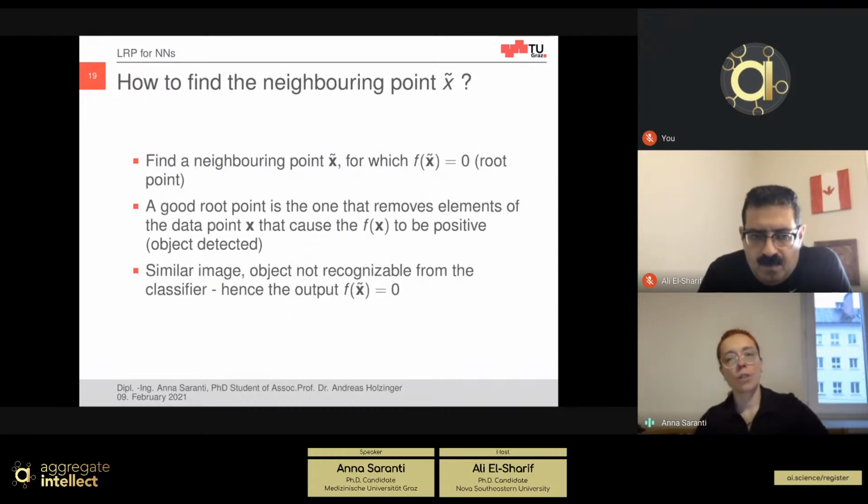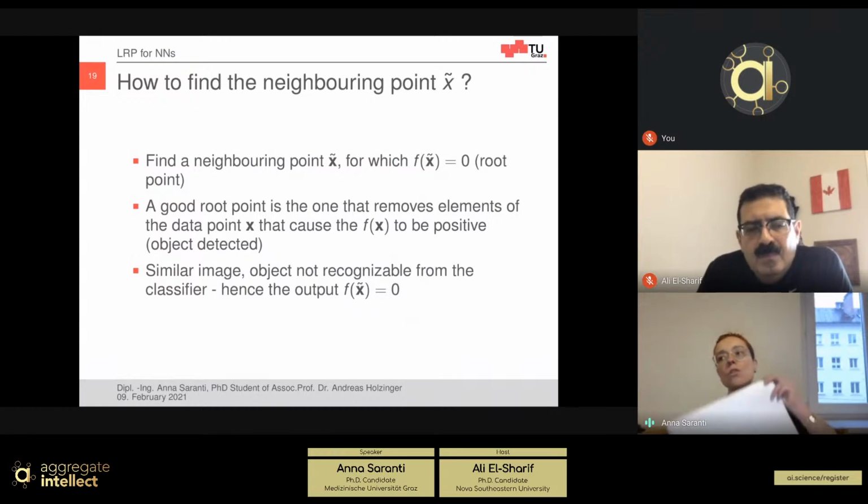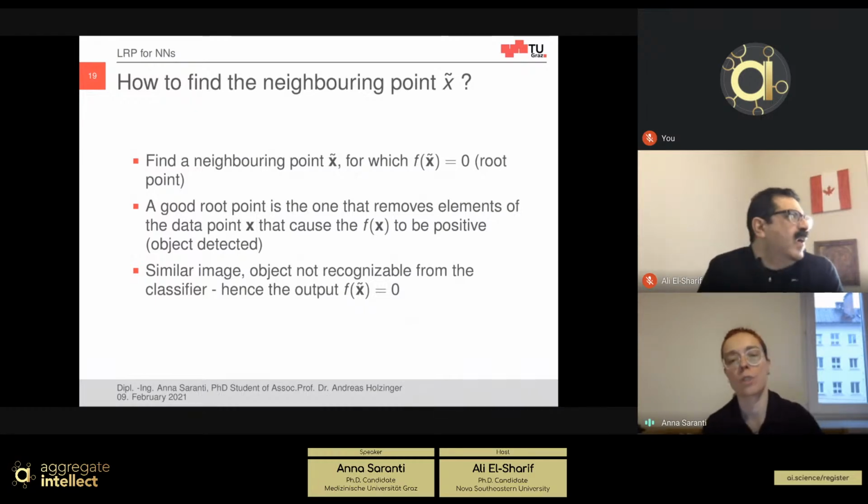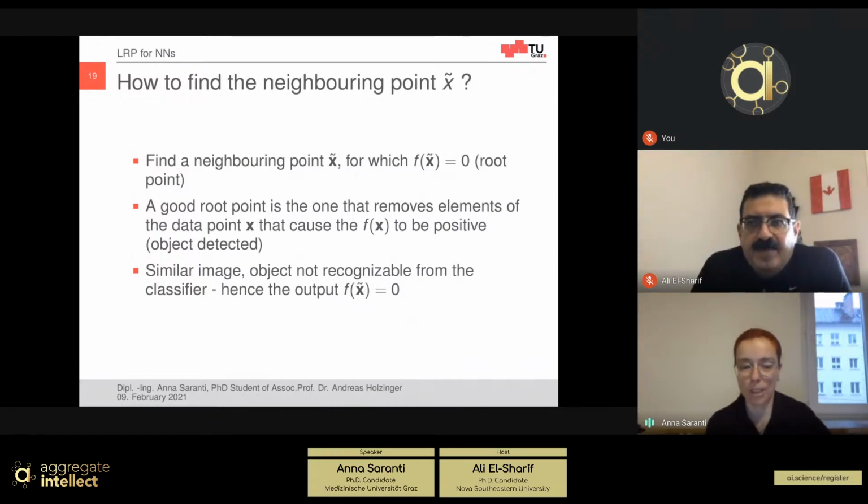How to find the neighboring point, as I said before, is an optimization method. Lots of methods are used, like line search and so on and so forth. A good root point is one that removes elements from the data point that cause f of x to be positive, for example, to detect the object. And usually one can see in the papers a similar image, but the object is not recognizable by the classifier. Hence, the output is 0. It's the other class.